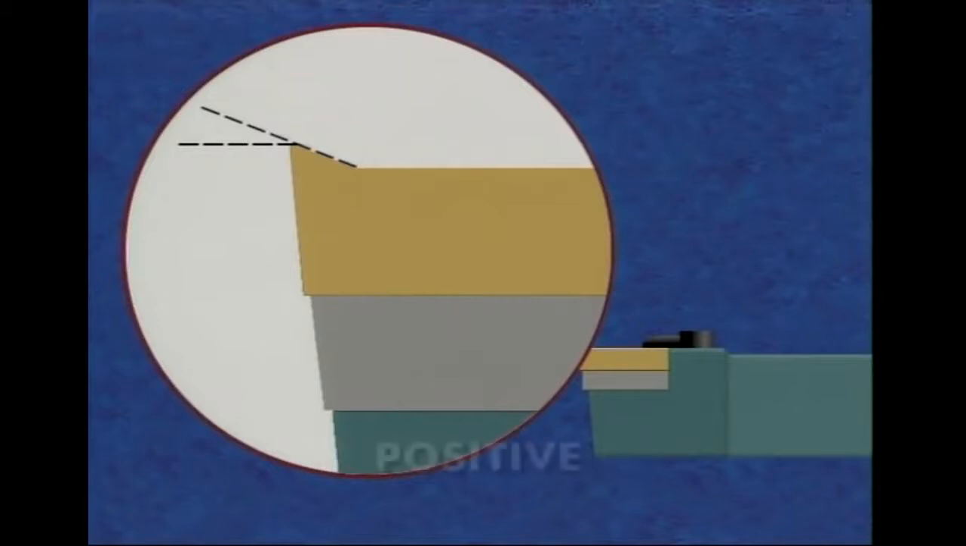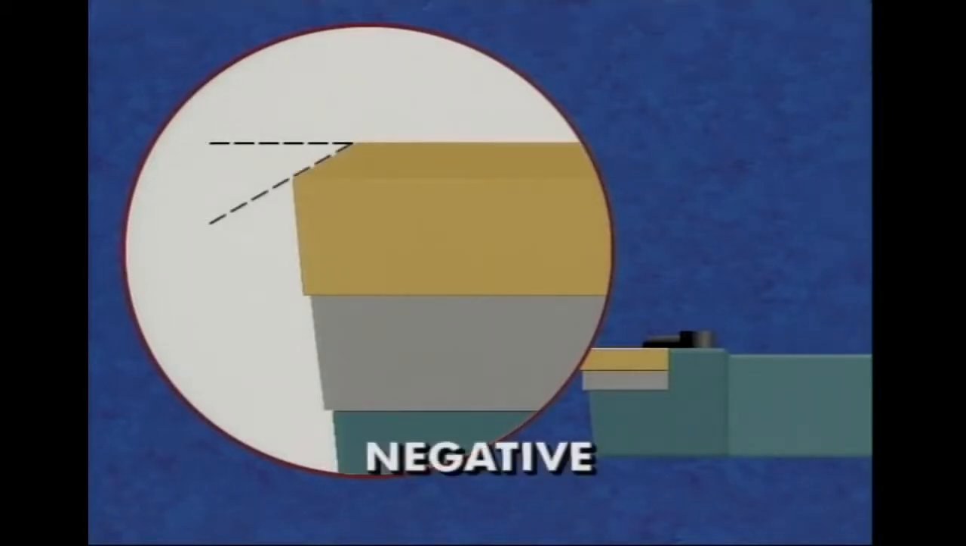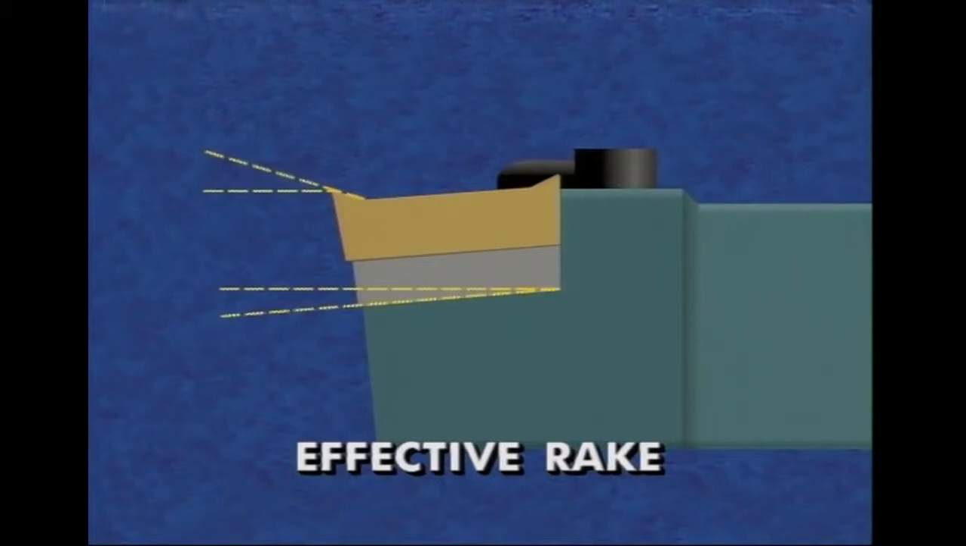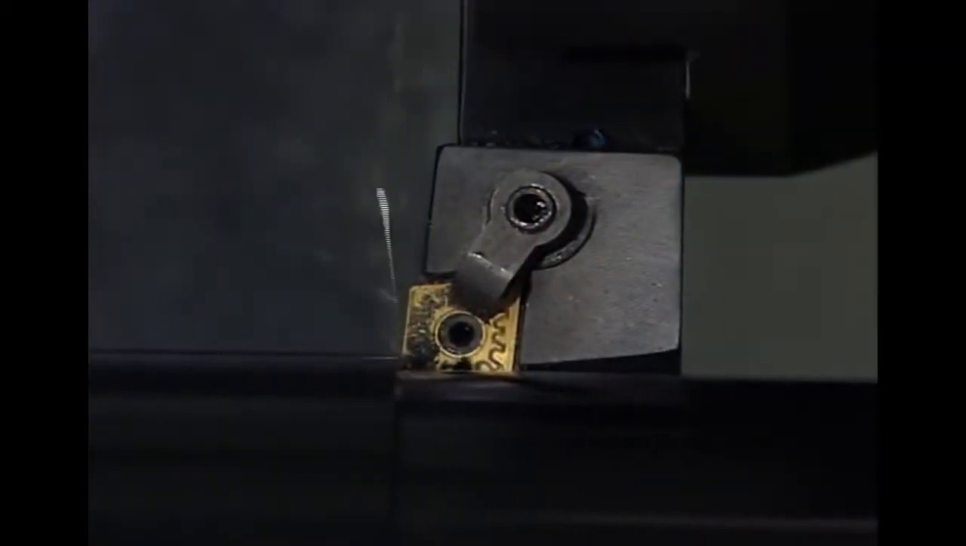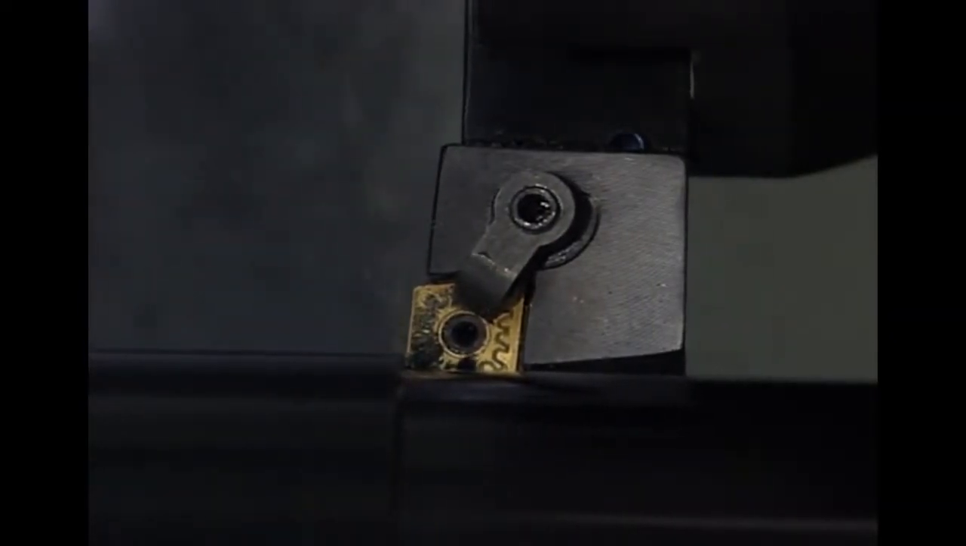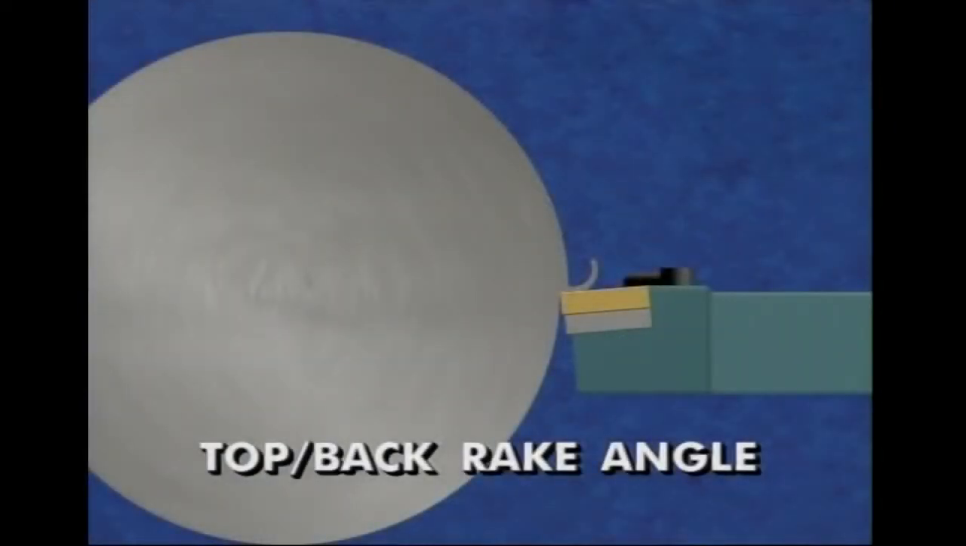The cutting tool's rake angle is the relation of its cutting edge to the cut itself, and may also be positive, negative, or neutral. The effective rake is a combination of the tool holder's angle of inclination and the rake built into the insert. The largest influence on chip flow in turning is the top or back rake angle. Viewed from the side of the tool holder, this is the angle created by the top of the cutting tool and an imaginary line drawn horizontally through the workpiece diameter.